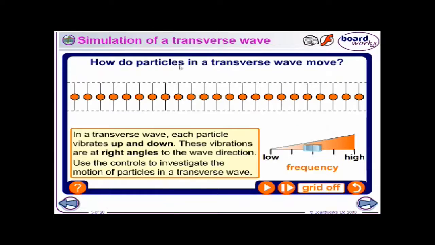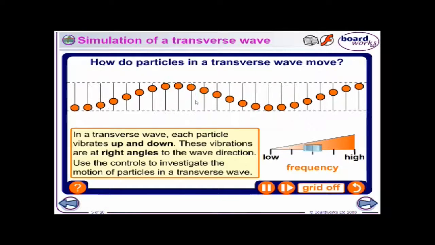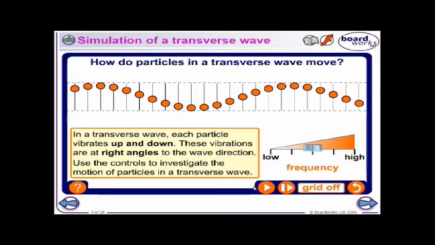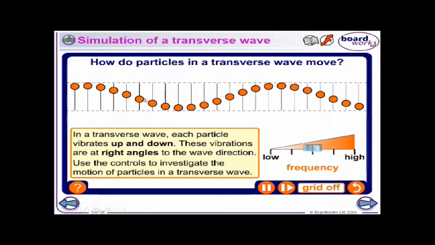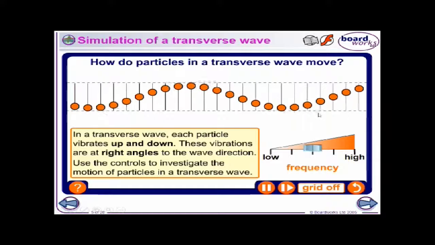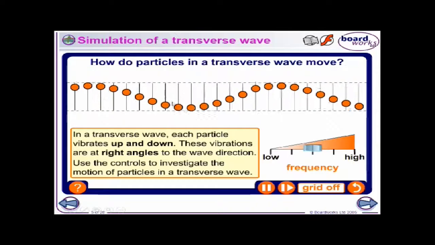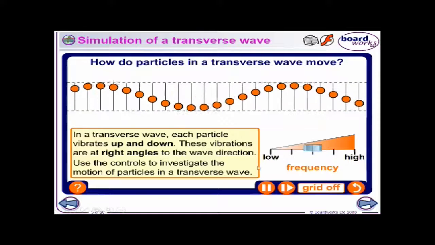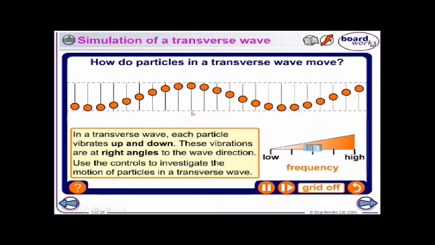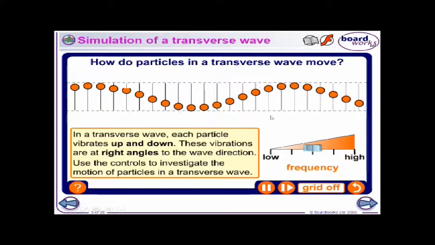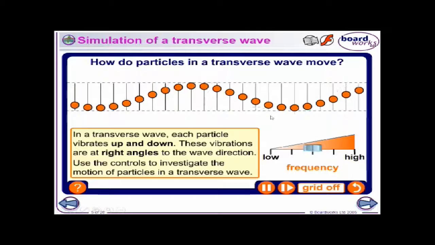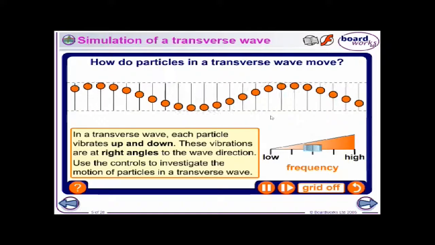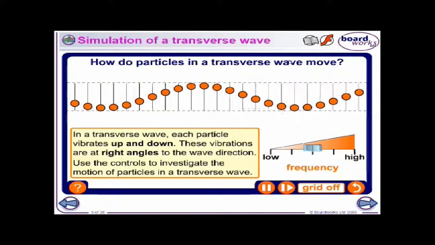So, how do particles in a transverse wave move? Let's have a look. So the vibrations are up and down. As I set off the wave, the wave is moving that way, to the right, and the actual physical movement of the particles is up and down. But note that none of the particles actually change position. They all stay in the same place. So the wave does not transfer matter, it transfers energy.